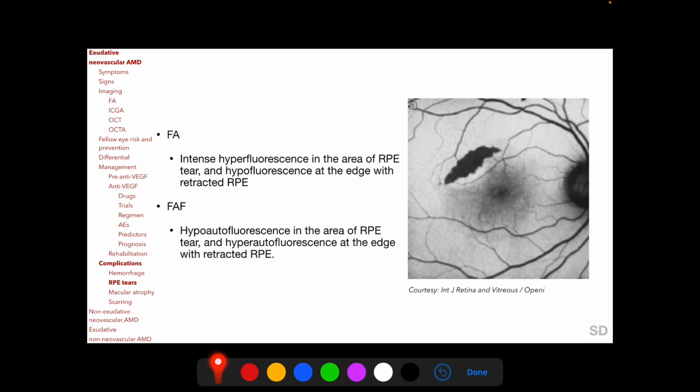On the other hand, in fundus autofluorescence, the region of bare choroid shows hypoautofluorescence because RPE with lipofuscin is not present in that region, and hyperautofluorescence is found in the region of the scrolled up RPE.